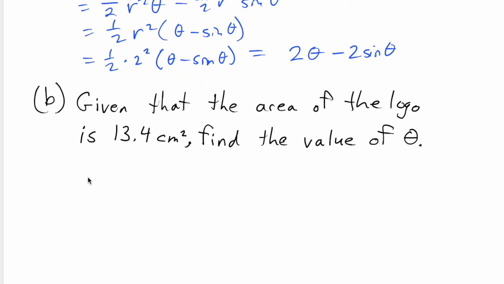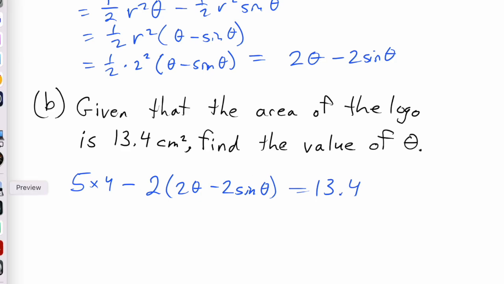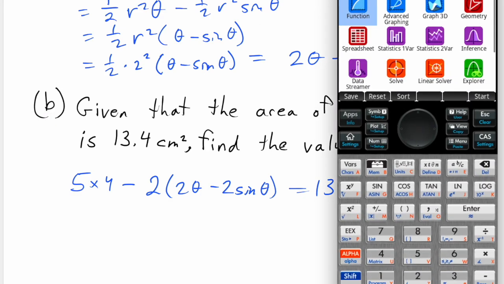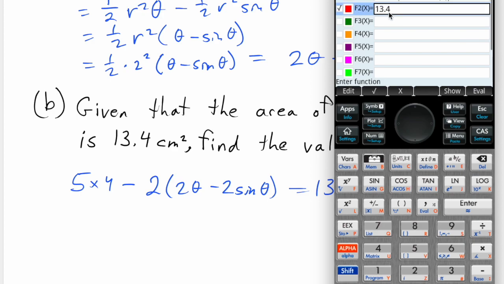So the whole logo is going to be 5 times 4 minus 2 of the segments equals 13.4. So we need to solve that equation. And it's paper 2, so we can use a calculator and just type it in and solve for theta. So we can type in 13.4 as a function, and then this here, 20 minus, yeah, exactly like that.